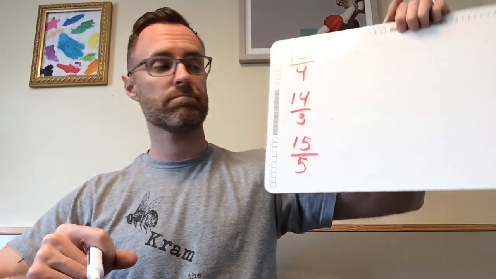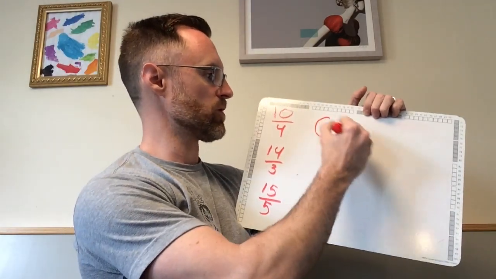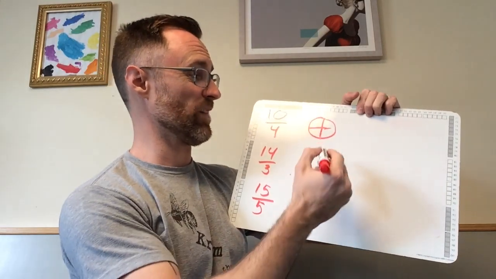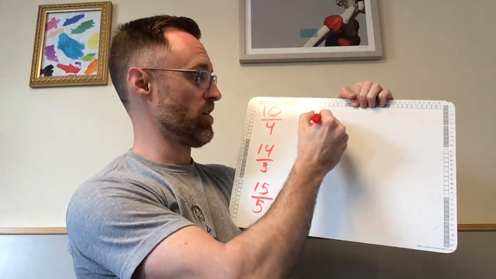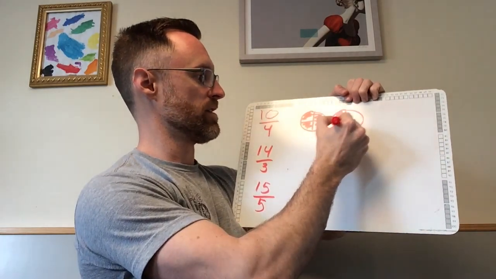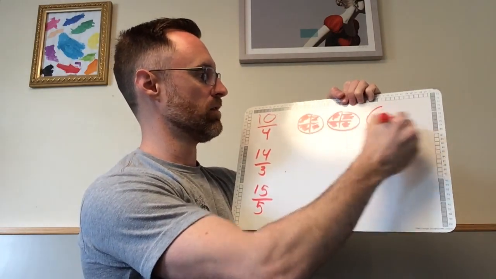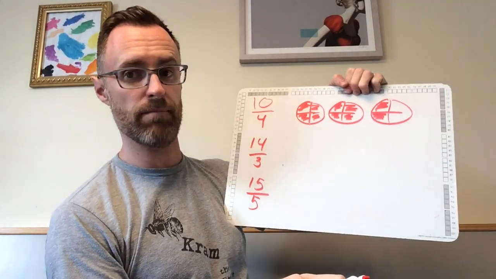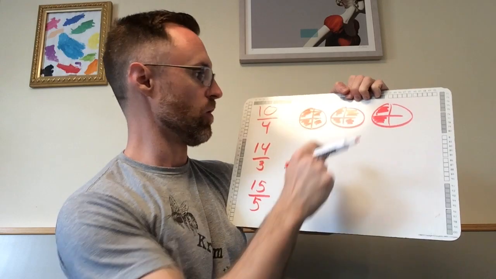Hopefully you paused it. Okay, cool. Here we go. Fourths. Again, I'm going to do pizza for this. Making fourths with pizza. Easy. All right, now I got to fill in 10 slices. Here's 4 right here. 1, 2, 3, 4, 5, 6, 7, 8, 9, 10.